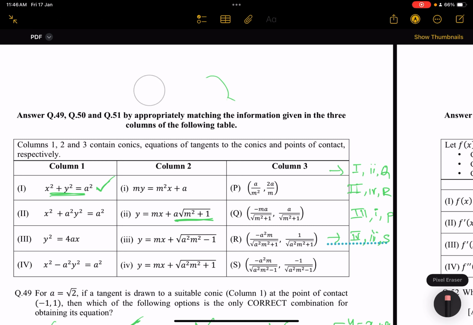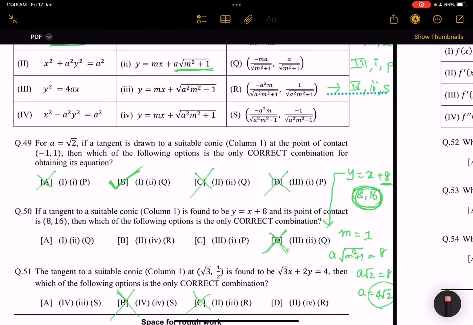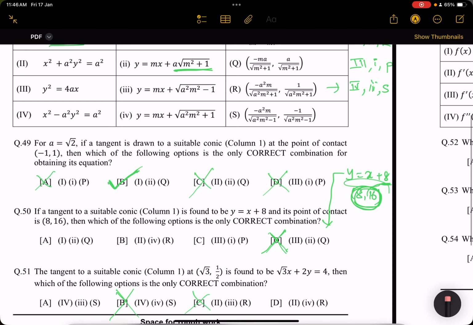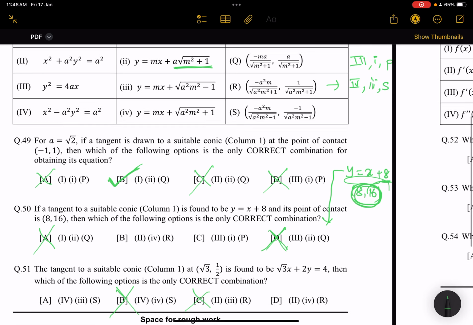So this is not possible. So our assumption that it is a circle is incorrect. So it cannot be a circle. So option A cannot be true. So let us go to the second option.